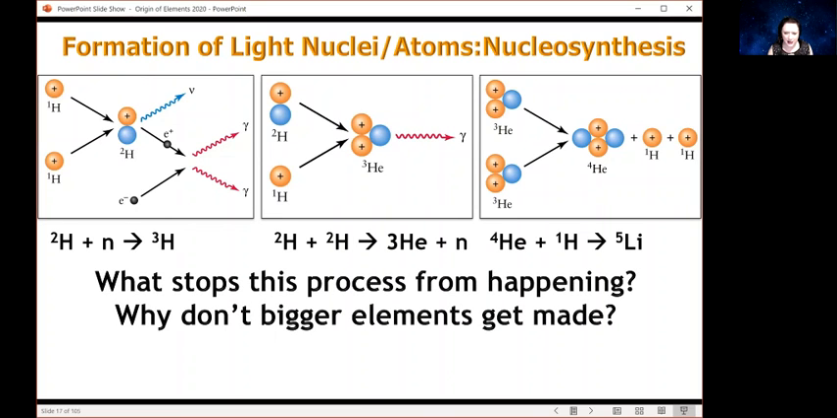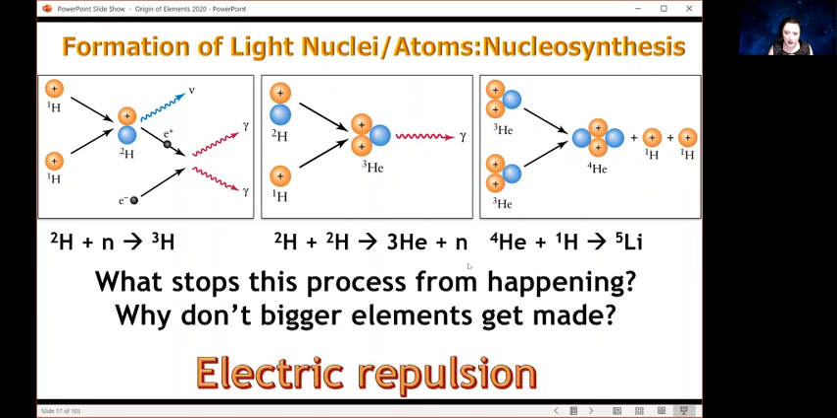If we can just keep adding things, then why does it stop? Why don't we make bigger elements than things like lithium and just a little bit of beryllium? And the answer is the repulsion of the particles. Remember, these are charged particles. Just like electrons are negatively charged, the protons are positively charged. And when you try to push them together, they're going to try to push apart.